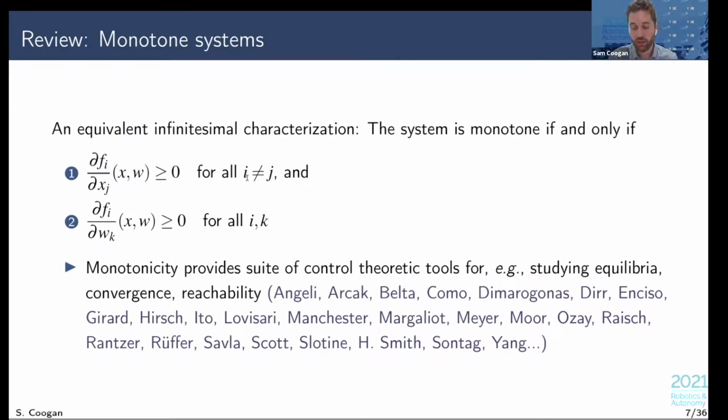And again, this just has to hold off the diagonal. And then the second condition is that the Jacobian matrix with respect to the disturbance input is always positive for all entries. And monotonicity is an old property of dynamical systems. It's been studied in a number of domains. It's well known to provide a suite of control theoretic tools useful, for example, for studying equilibria, their convergence, and their reachability. There's a few canonical papers covering these topics, and a number of researchers that have made important contributions to this area recently and in the recent past.